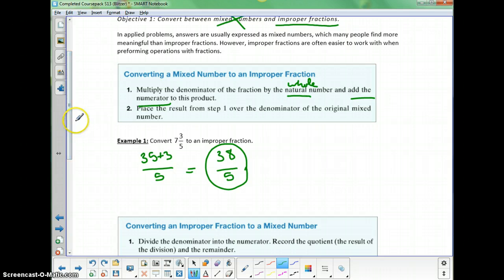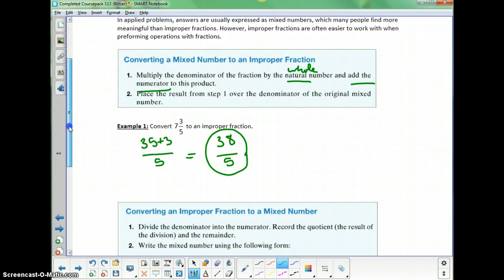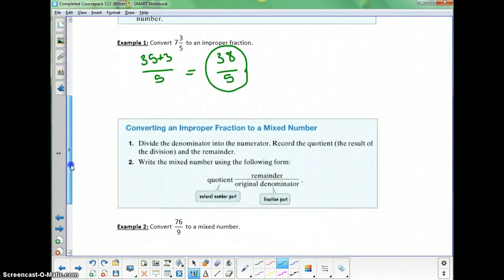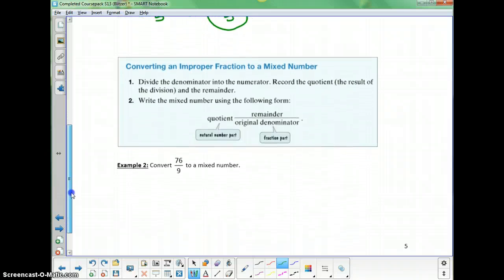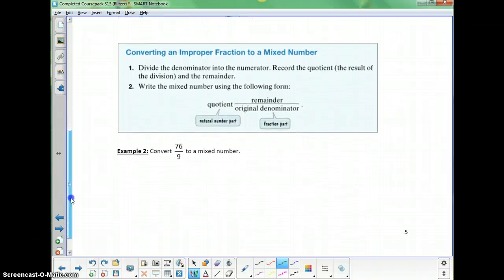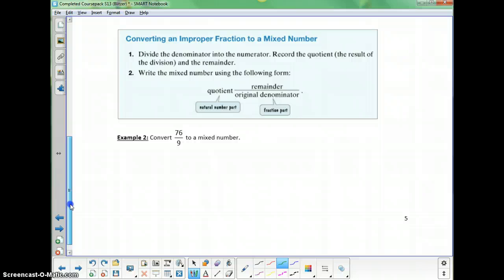If I can convert something to an improper fraction, I'm going to have to also know how to convert something from an improper fraction back to a mixed number. Like I said, in algebra, we're not going to be using mixed numbers, but we may still need to answer a question as a mixed number if it's a story problem or if it's something where a mixed number will make more sense. So 76 ninths, I'm going to use long division right here to convert this improper fraction into a mixed number.